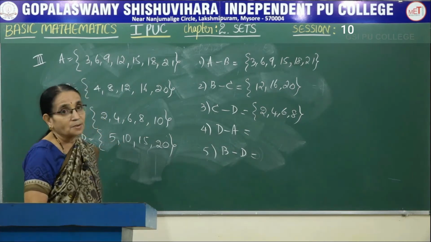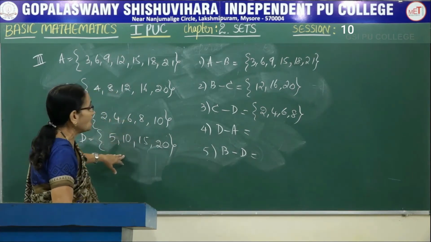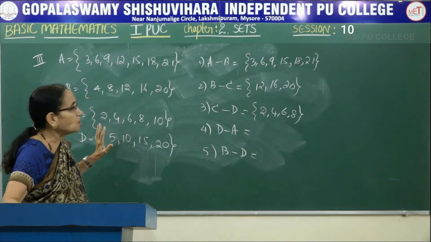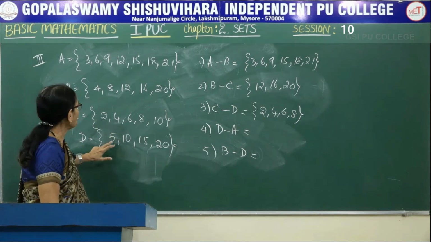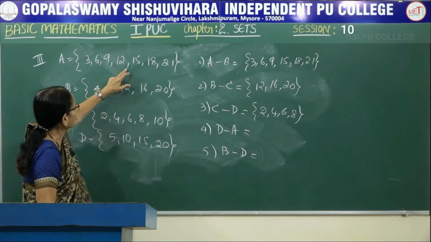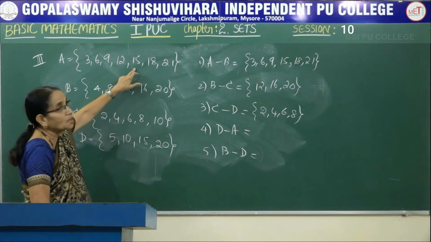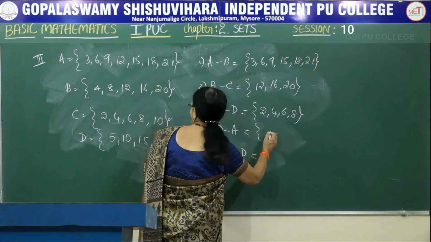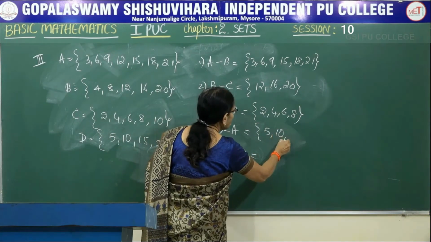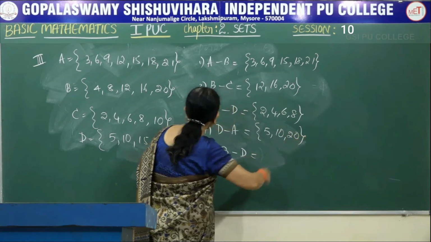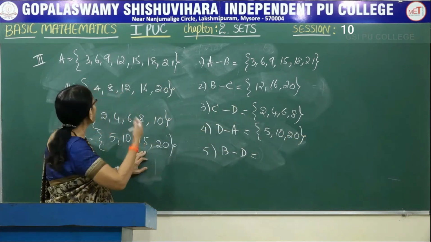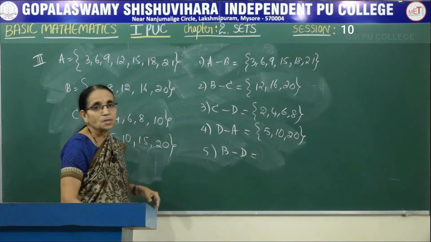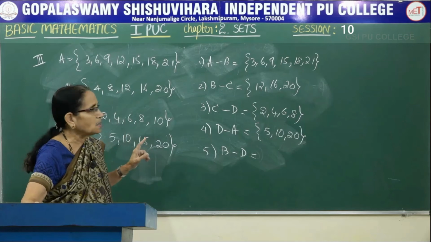Now D minus A, be careful, you have to go in this order. The element should be present only in D but not in A. What are those elements? 5 is not there, 10 is not there, but 15 is here as well as there, and 20 of course is not there. So what does D minus A contain? It contains 5, 10 and 20, because 15 is a common element. It is a multiple of 3 as well as multiple of 5. So it becomes a common element which has to be omitted. So it is 5, 10 and 20.